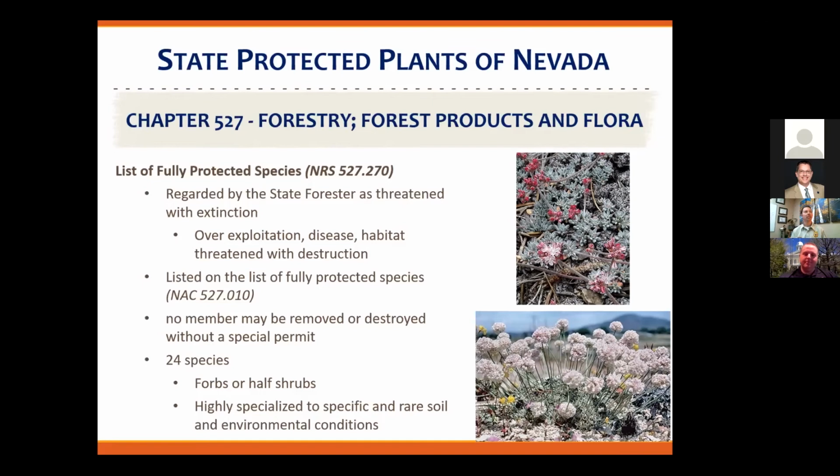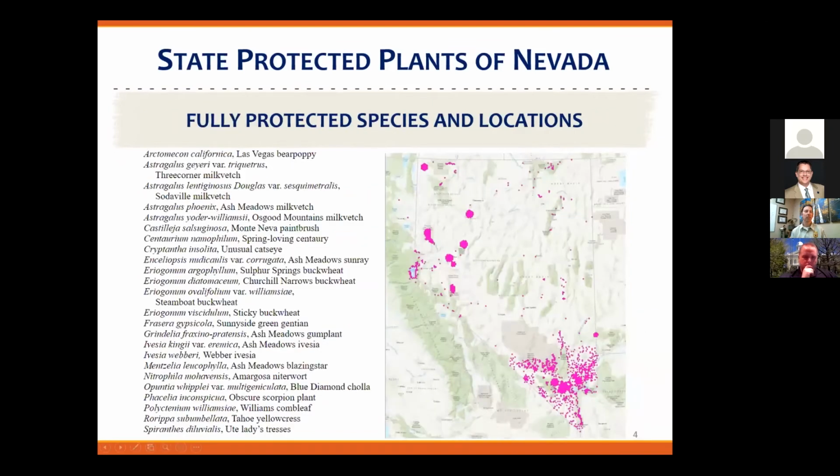So on this next slide is our list of species. And again, you can always go to the NAC and look that up. And on the right is a map showing the location of these various species. Our intent is to provide, hopefully in the near future, a mapping tool to share with the local jurisdictions and planners to help inform permitting processes, awareness, et cetera, so that people hopefully can become aware that they might have a particular species that's protected on a property, that they need a permit, and they need to consult Nevada Division of Forestry before they take any actions.